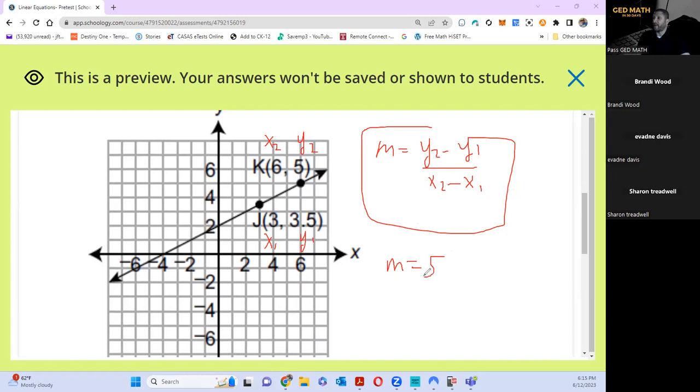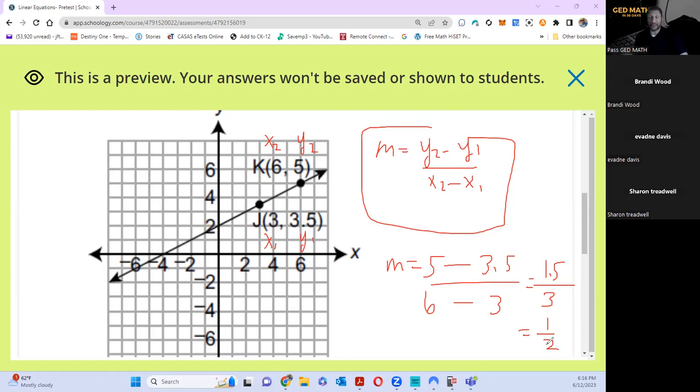What is y2 now? Y2 is 5. 5 minus, what's y1? Y1 is 3.5. What's x2? X2 is 6. 6 minus, what's x1? 3. Now, to me, I would just plug this right into my calculator, but it's up to you what you want to do. I did it mentally. 5 minus 3.5 is 1.5. Yes. 6 minus 3 is 3. Yes. You should recognize right away 1.5 is half of 3. But if you didn't, plug it into your calculator.